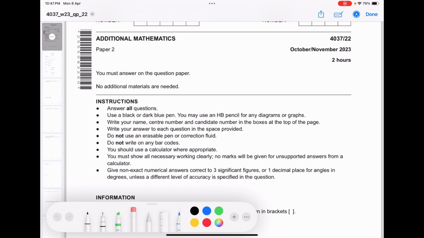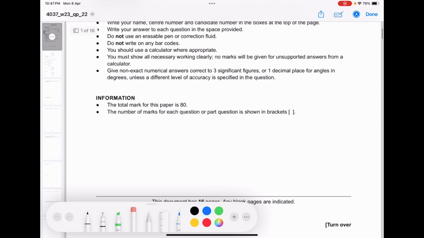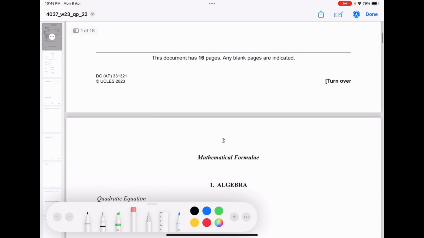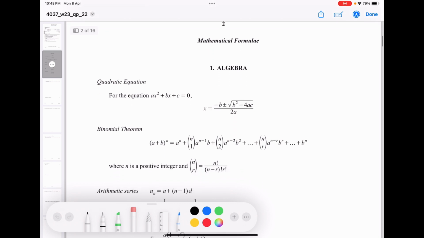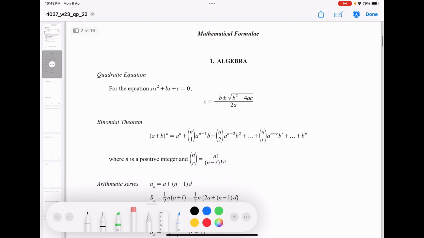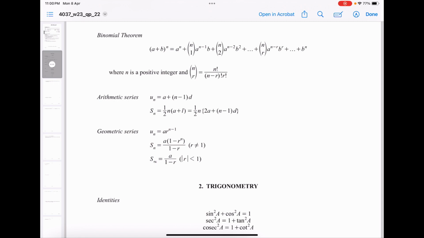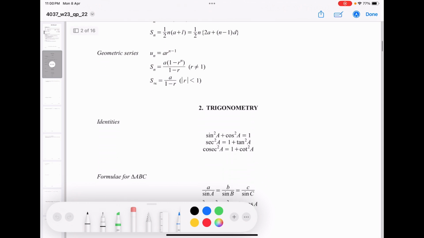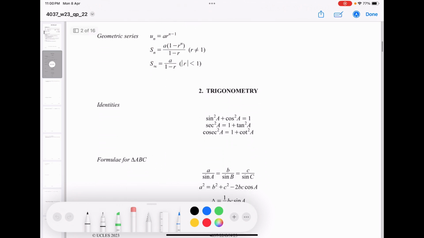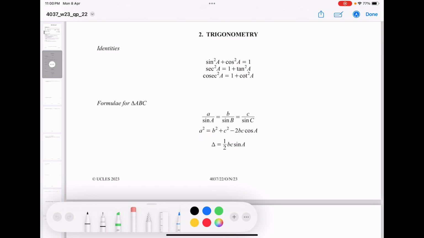No marks will be given for unsupported answers from calculators. Non-exact numerical answers should be correct to 3 significant figures, or 1 decimal place for angles in degrees, unless a different level of accuracy is specified in the question. The total marks is 80, and the number of marks in each question or part of question is shown in brackets. Now let us see the formulas: quadratic equations, binomial theorem, the arithmetic series, geometric series, trigonometric identities, sine rule, cosine rule, and the area formula of a triangle.